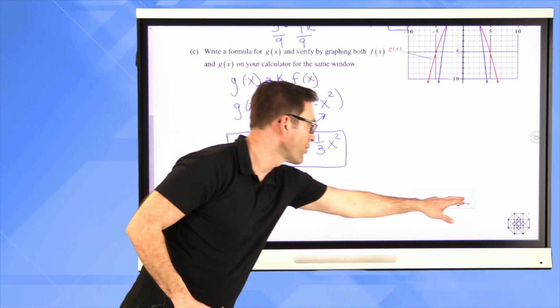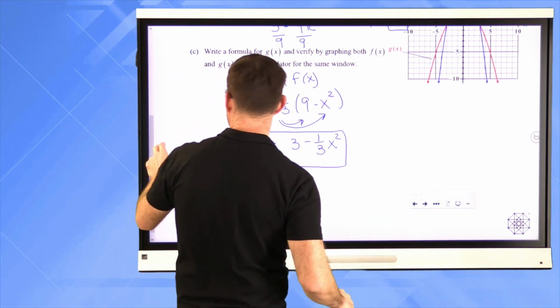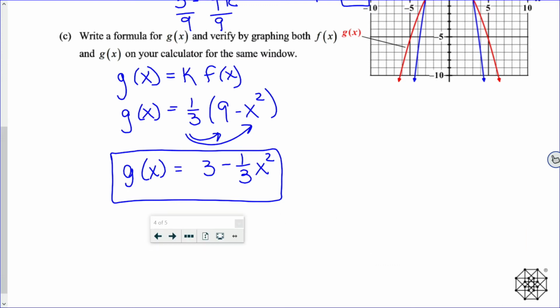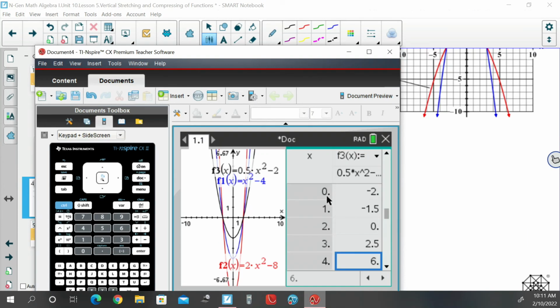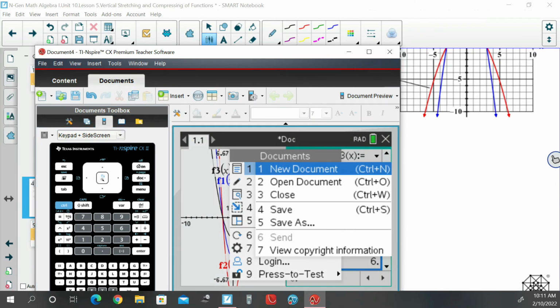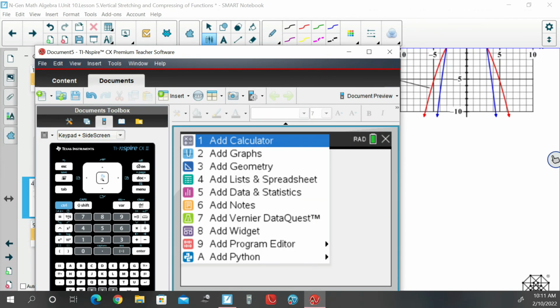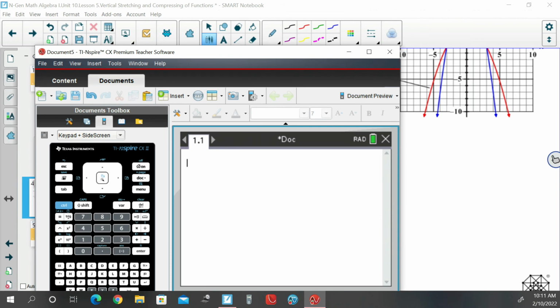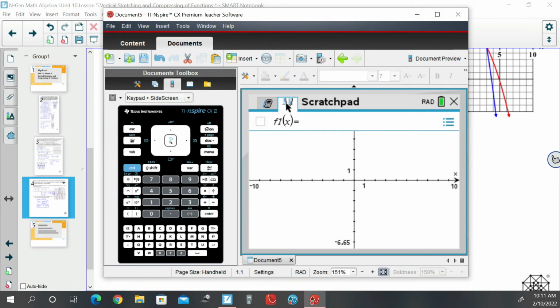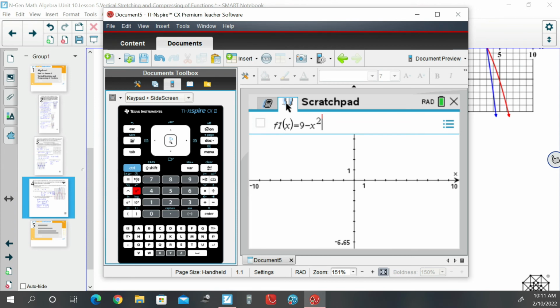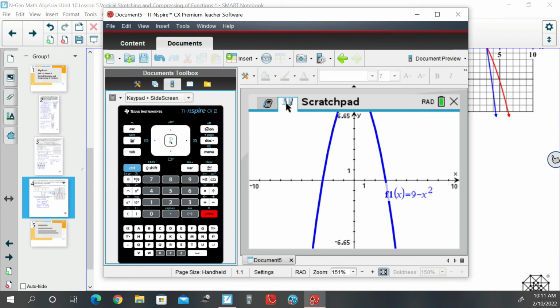Let's graph them both. Let's bring out our graphing calculator. Here we go. I'm going to do a brand new doc just to make it easy. Add a calculator. No, that's not what I wanted. I wanted a graph. Here we go. That'll do. So I'm going to put in my original one, which was 9 minus x squared. We'll get it in the proper window in a moment.